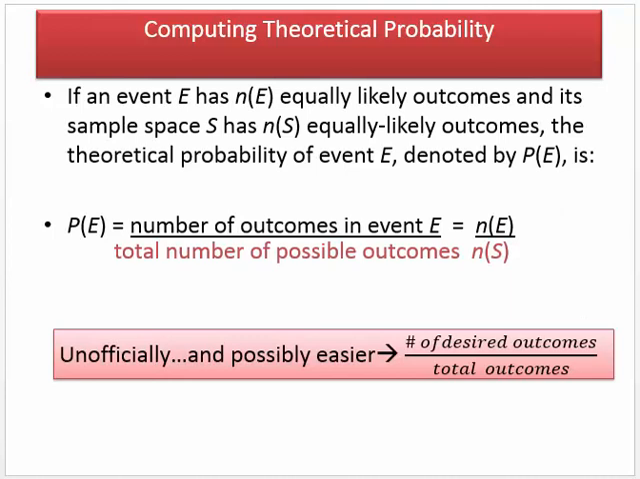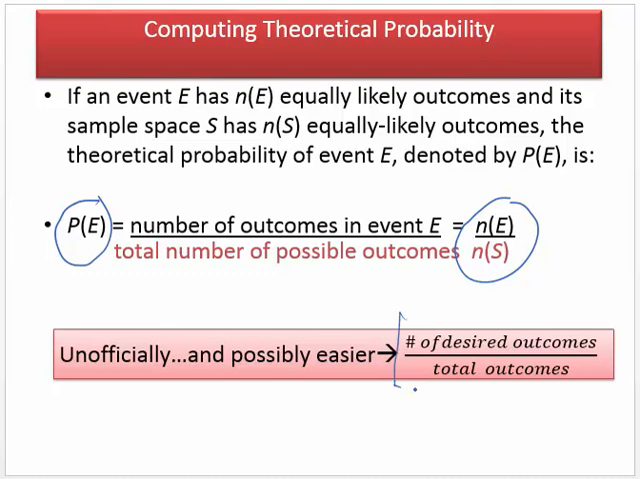There we go. Computing theoretical probability. I'm going to show you 2 ways, and you decide which one you like best. The official way the book lists it is if an event E has n of E equally likely outcomes, and the sample space S has n of S equally likely outcomes, the theoretical probability of event E, denoted by P of E, which means the probability of the event happening, is n of E over n of S. And n of E is the number of outcomes in event E, and n of S is the total number of possible outcomes. Now, if you like that definition, use that one.